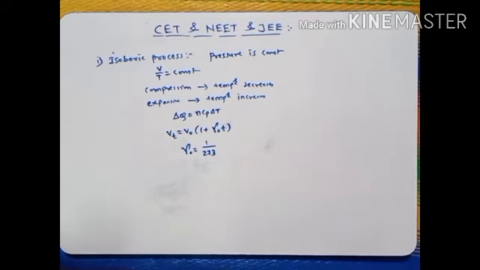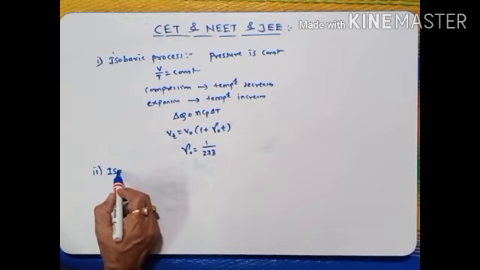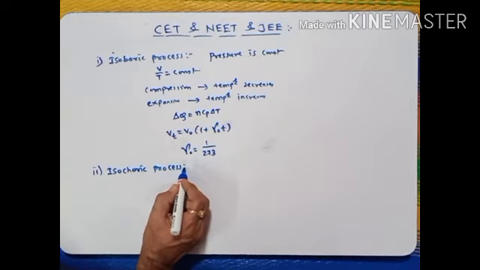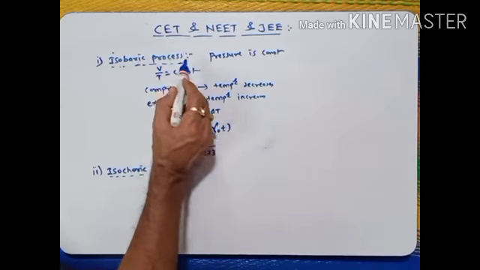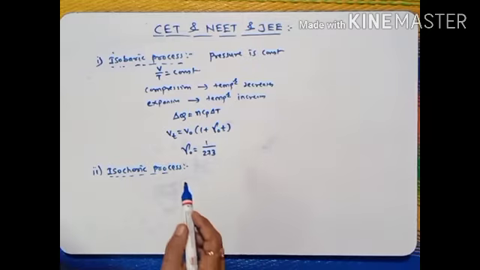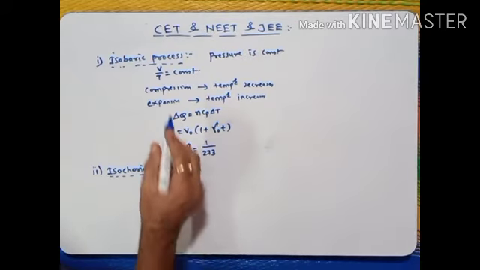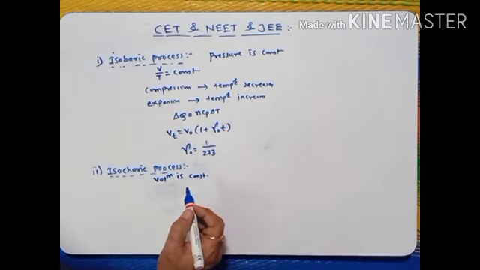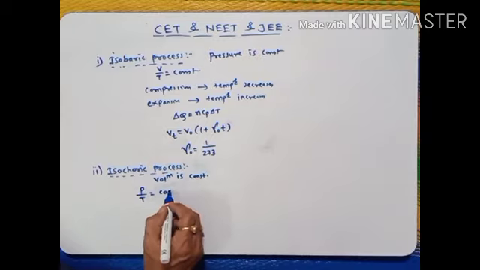Now we consider the next one, second process, the isochoric process. What is meant by the isochoric process? Now, it is a thermodynamic process in which volume is constant. Here you see, in the previous one pressure is constant, here we write volume is constant. And the equation of state is given like this: P upon T is equal to constant.